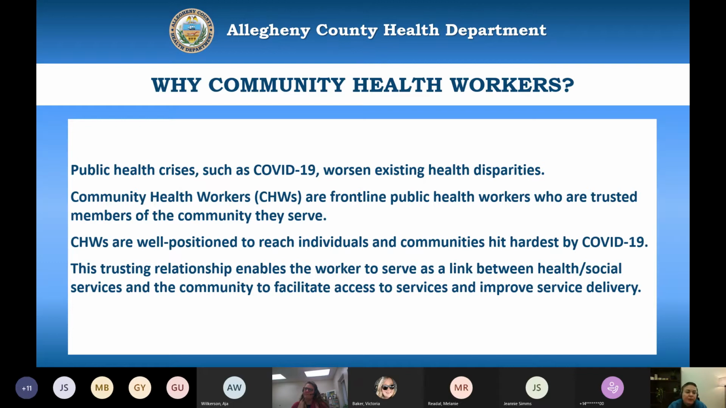The key there is really that trusting relationship that enables those workers to serve as a link between individuals and the health and social services that individuals might need in order to thrive. We really believe that community health workers can help facilitate that critical access to service, and in general provide the feedback that will improve service delivery as a whole.